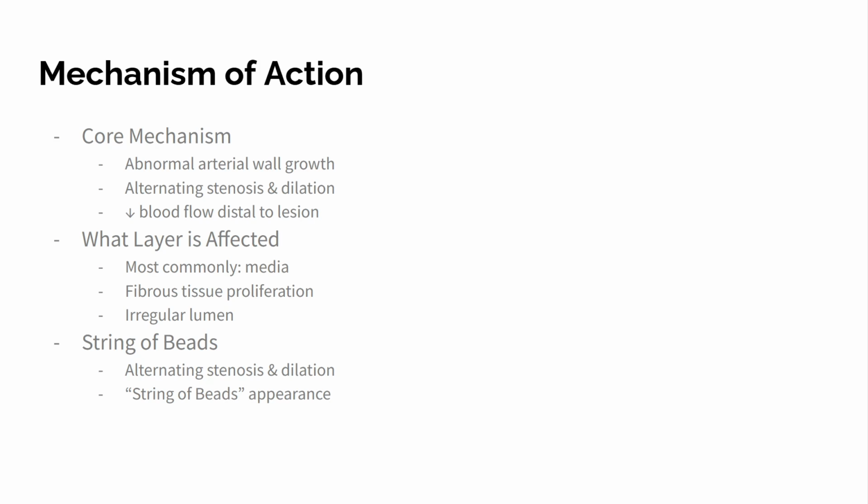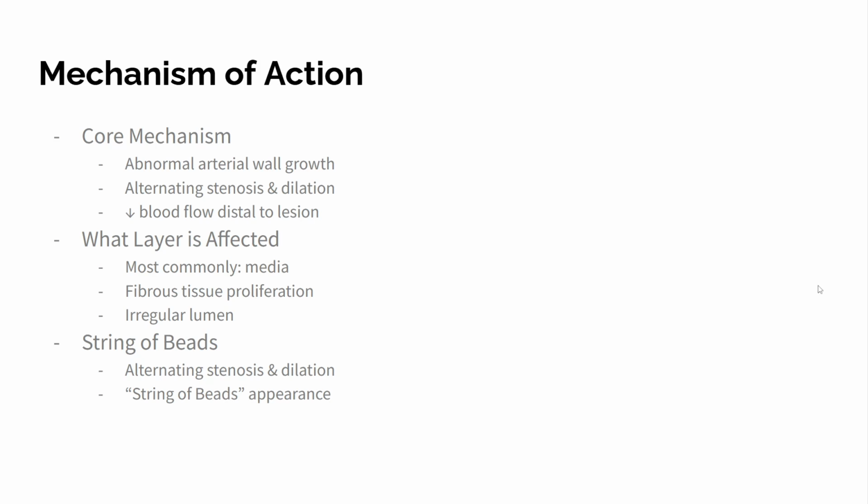The core mechanism of FMD is abnormal growth of the arterial wall, which leads to alternating areas of narrowing and dilation, and this disrupts normal blood flow and causes reduction in perfusion to tissues downstream of the affected artery. Now, I don't know how important this part is, but FMD does affect the media of the arterial wall most often, and the fibrous tissue proliferates within the vessel wall, which causes irregular thickening and narrowing of the lumen. That's something you just have to know, that it causes a narrowing of the lumen.